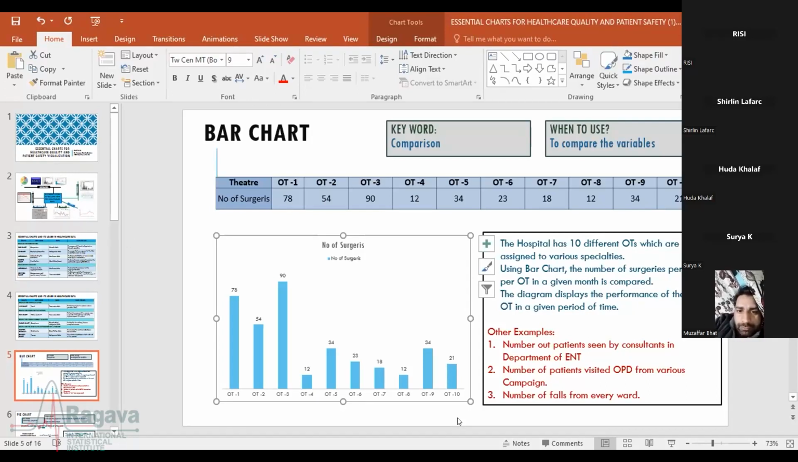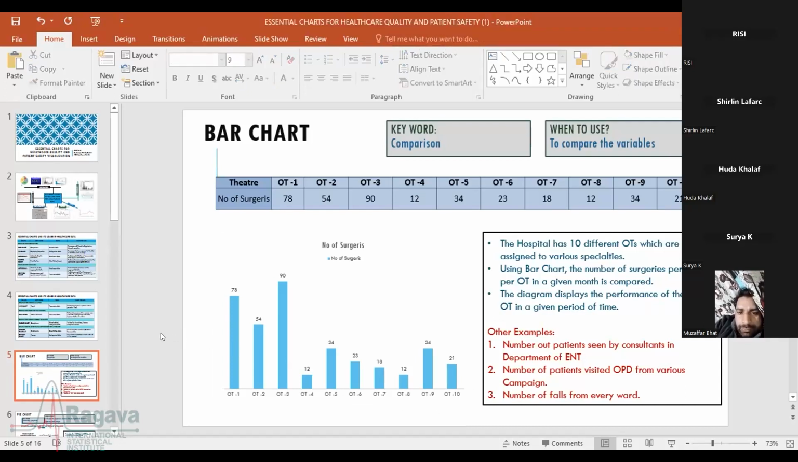In this chart, we are able to know that OT3 is performing the most, the highest number of surgeries happened in OT number 3, and we will be able to know which specialities are using it, and what types of surgeries are posted there, in that particular period of one month.